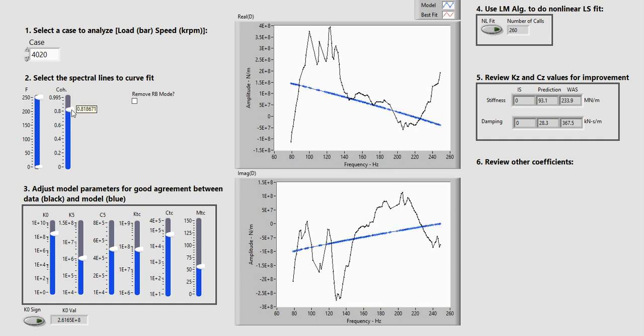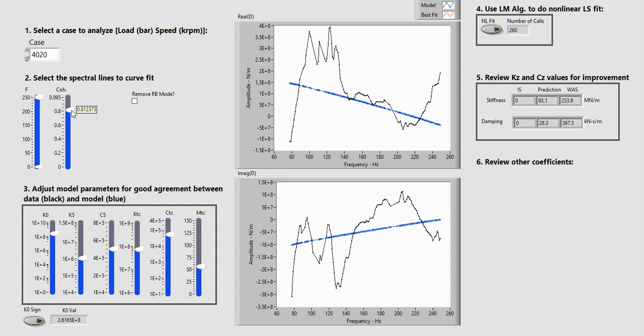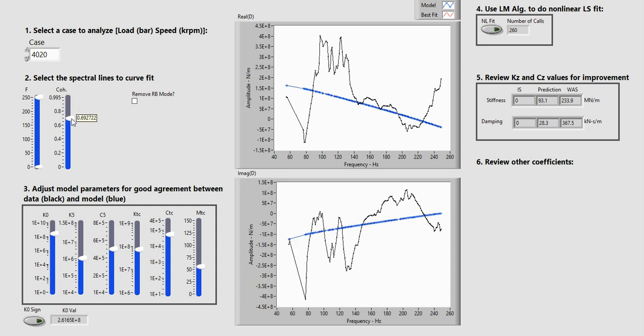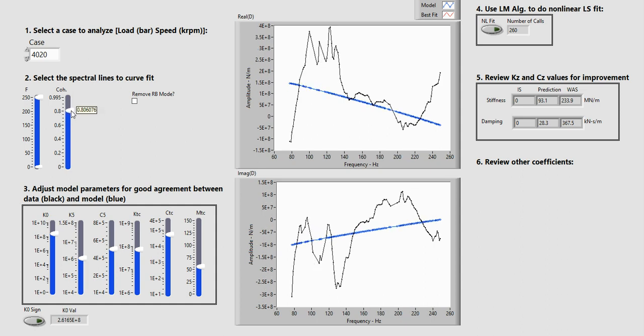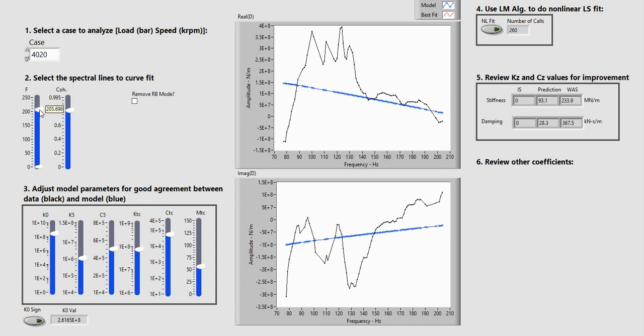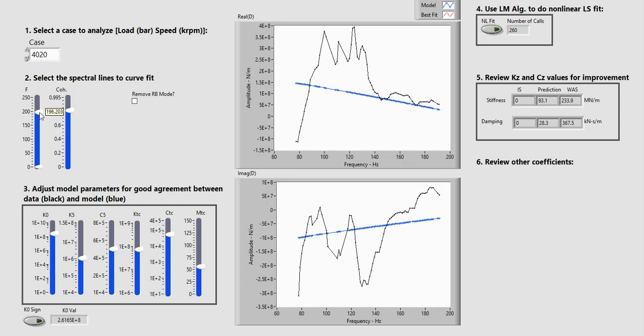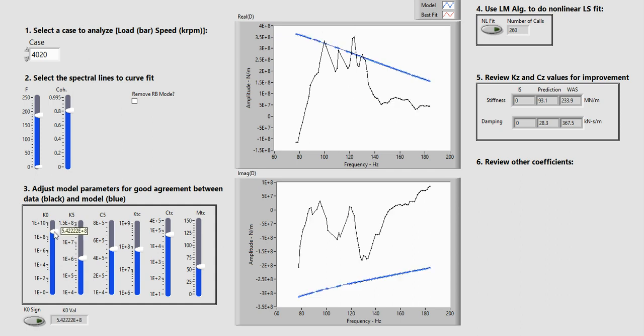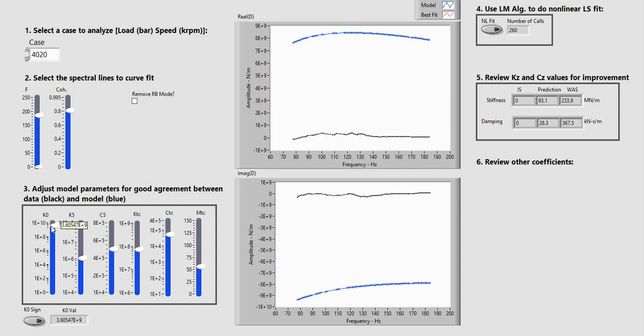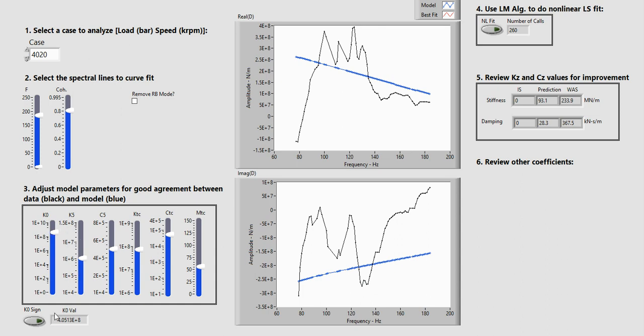Dropping to 0.8 doesn't really help. Even 0.7. So for this one, we'll leave it at 0.8. I'll lower the frequency range of interest to maybe 200 hertz. 190 hertz. Let's do this. Okay. I don't see a rigid body mode here that I want to try to fit, or try to remove rather, so I'm not going to use this tool. And I'm just going to do my best to match the blue line to the black line.